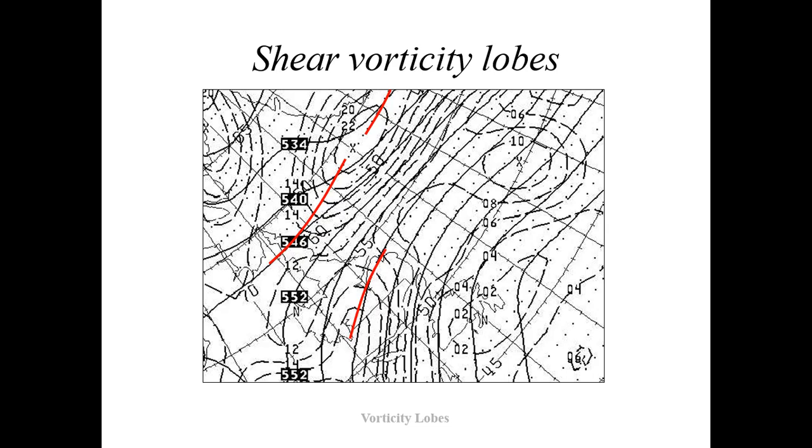The red line in this particular vorticity chart is showing where the vorticity lobes are located. This is the vorticity lobe axis. Anytime you have these tightly packed vorticity lines oriented parallel to the solid black height contour lines, that generally indicates you have what's known as a shear vorticity lobe. And again, they're associated with fast-moving pockets of wind within the jet core known as jet maxes.